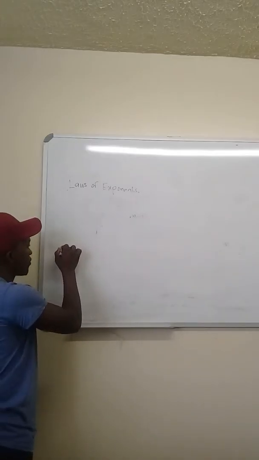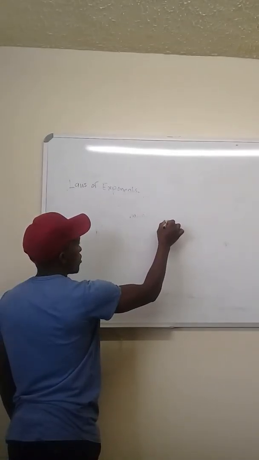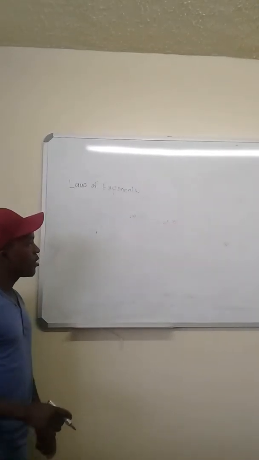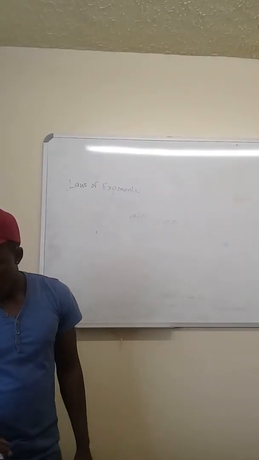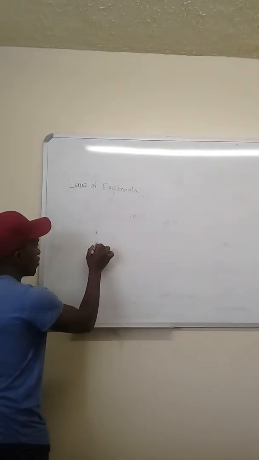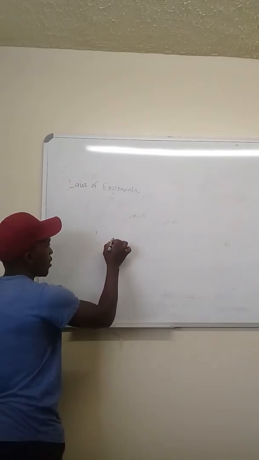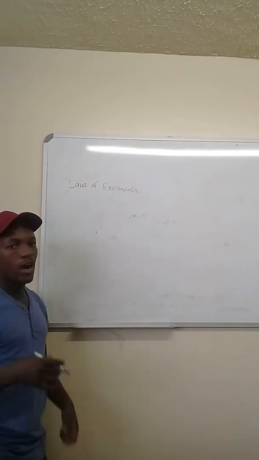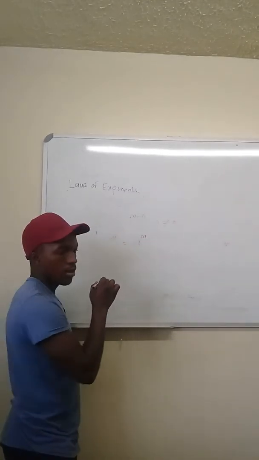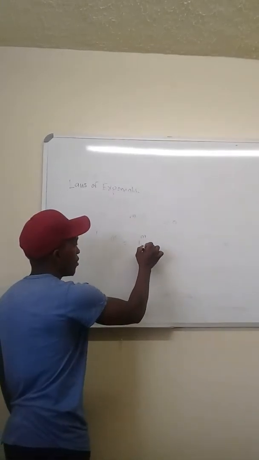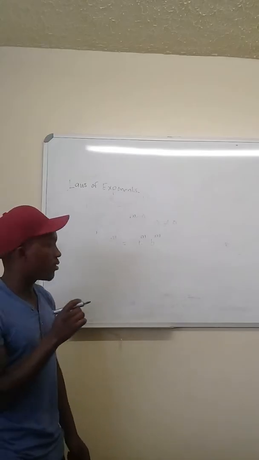And then, the third one. Here you must remember that this a must not be equal to what? 0. The denominator must not be equal to 0, because we are going to get an answer which is undefined. And then we have the third law, which says if you have a multiplied by b inside the bracket and then an exponent m outside the bracket, this will give you a to the power m and also b to the power m.